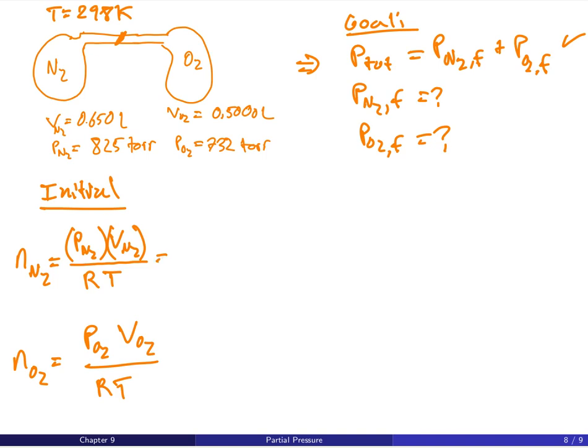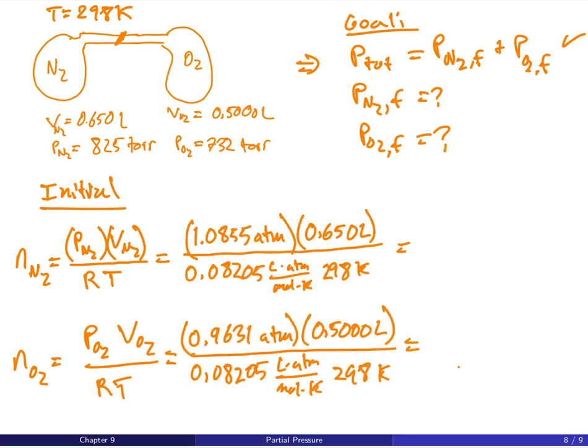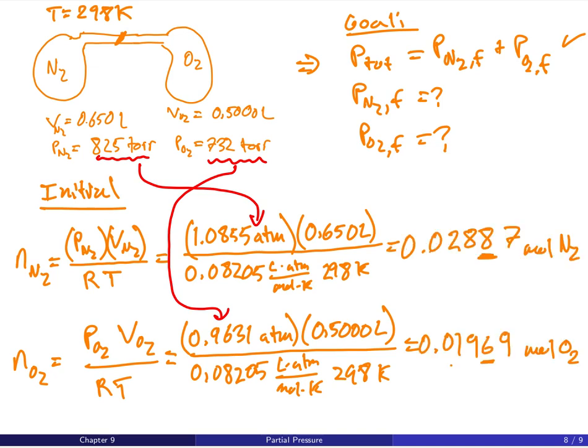Okay, so plugging in the values, I went ahead and converted these pressures in torr into atm. Similarly right here, convert those to atm, plug in the rest of the known quantities, and we should arrive at numbers of moles equal to 0.02887 moles of N2 and 0.01969 moles of O2.